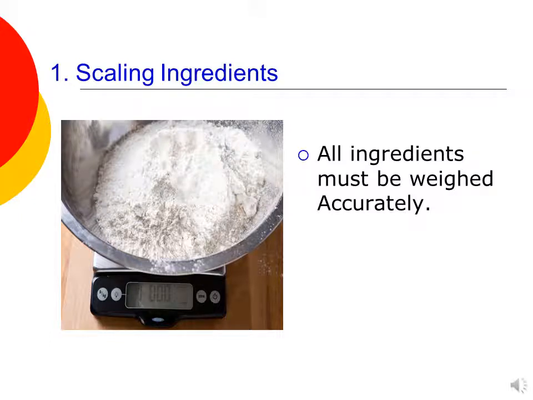The first stage is scaling ingredients. All ingredients must be weighed accurately. Less or more quantity of an ingredient will affect the final product. Water, milk and eggs may be measured by volume. Special care must be taken when measuring spices and other ingredients used in very small quantities. Excess quantities will ruin the product.